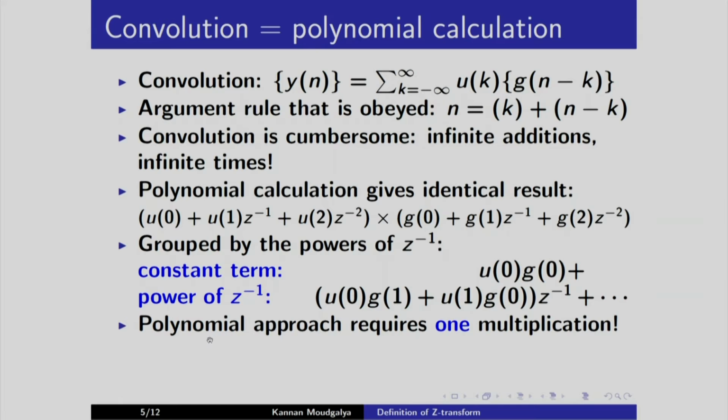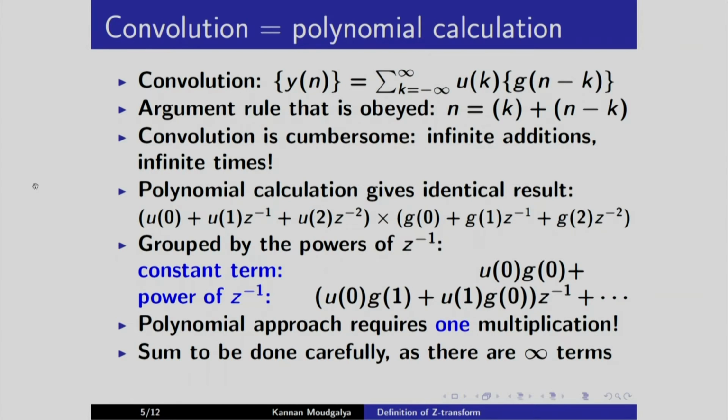The beauty of this is that the polynomial approach requires just one multiplication. The moment we are able to express this as a compact expression, and this also as another compact expression, all that we need to do is one multiplication. We don't have to do these infinite additions infinite number of times. The only thing we have to be careful about is this sum, which might have an infinite number of terms, and is to be evaluated carefully.